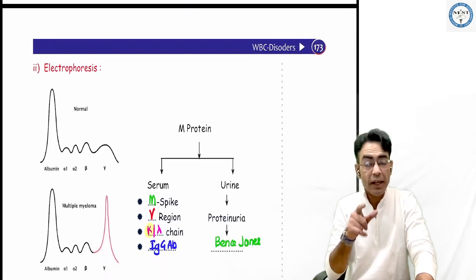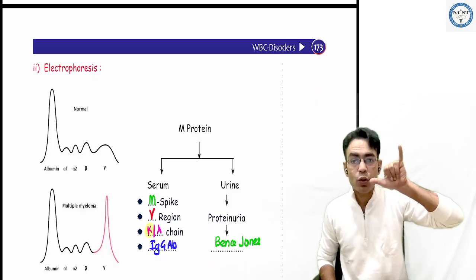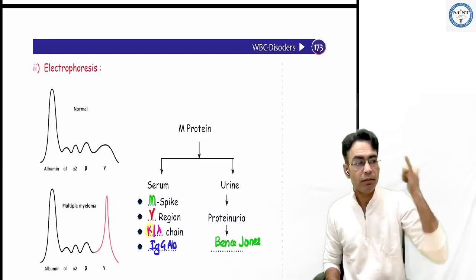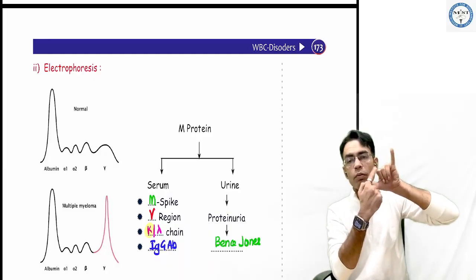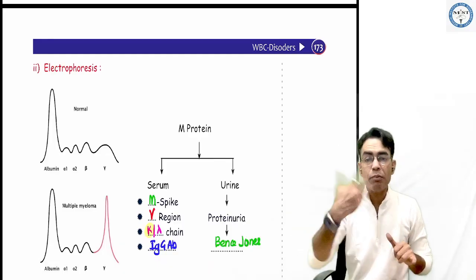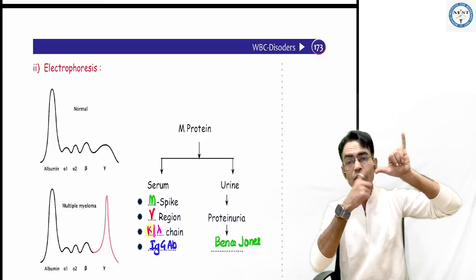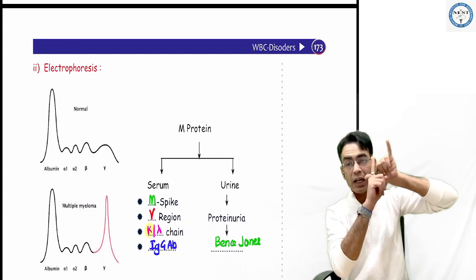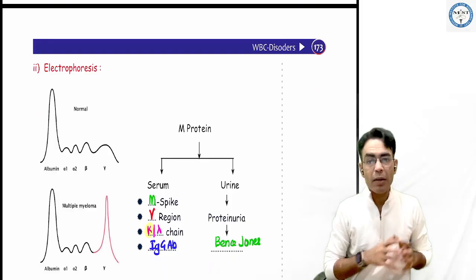Now, this M protein which you are making, the abnormal light chain protein: like I told you, our electrophoresis in a normal person will be like this: maximum albumin, then alpha 1, alpha 2, beta, and gamma minimum. But in multiple myeloma, the M protein which you are making is going to deposit on the gamma region, and you will have a spike on the gamma band. This spike is called the M spike. It is on the gamma region.